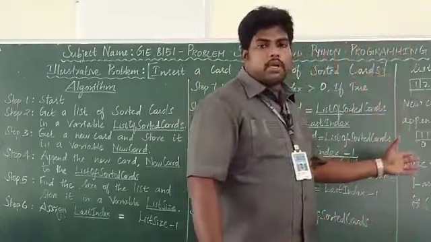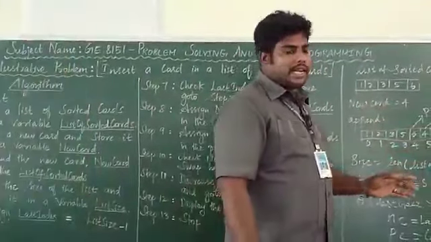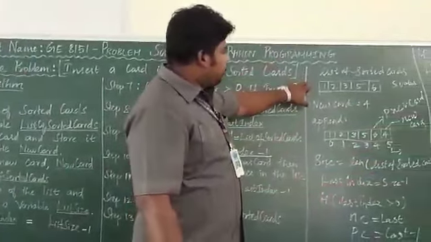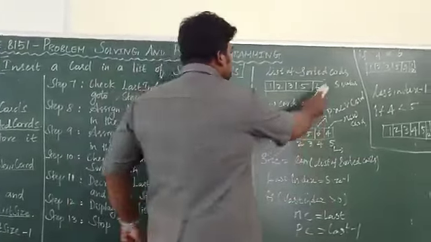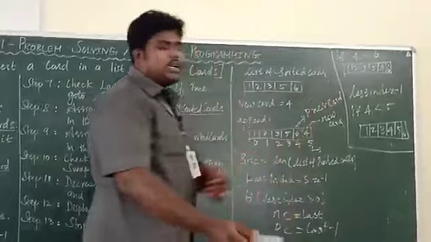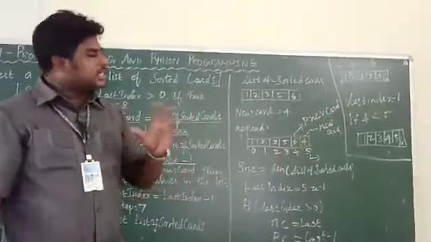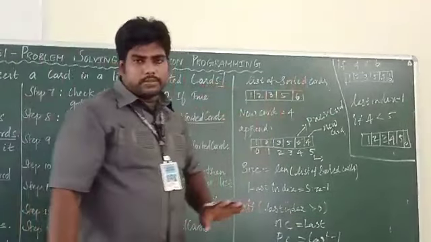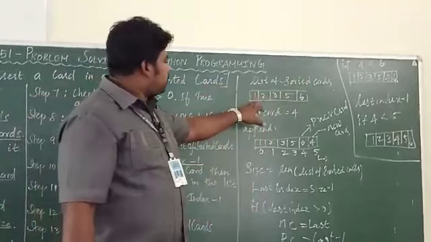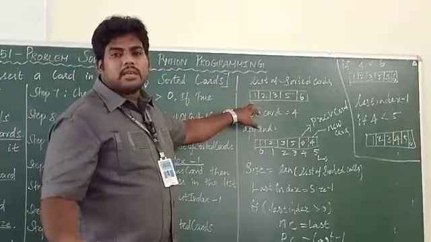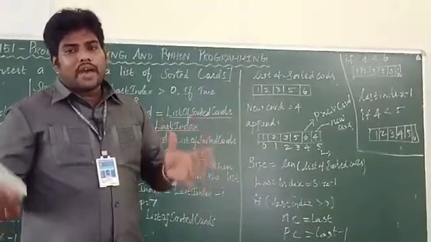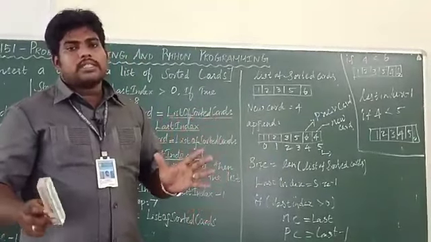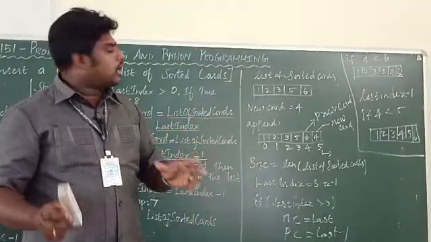See this example so that you can get a clear idea. First, the list of sorted cards. Those who don't know about cards, just think of it as a list of numbers. List means nothing but a collection of values or numbers. A list is nothing but a collection of values or elements.